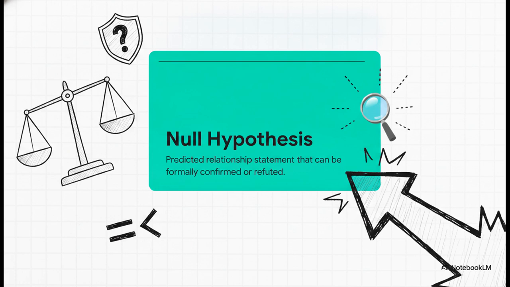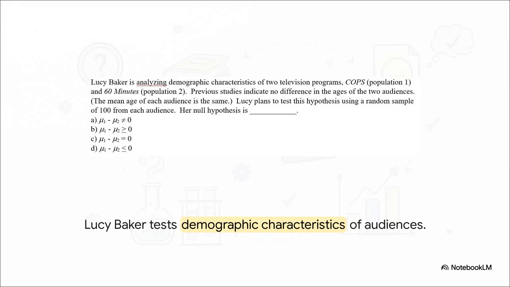You don't actually set out to prove your own brilliant theory is right. Instead, you mathematically dare the data to prove that nothing interesting is happening at all. If your data shows a massive, undeniable difference, then you get to reject that null hypothesis and confidently say, yep, we found something real.